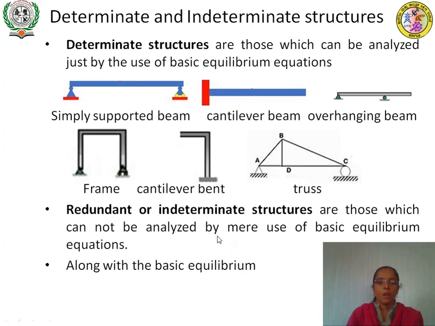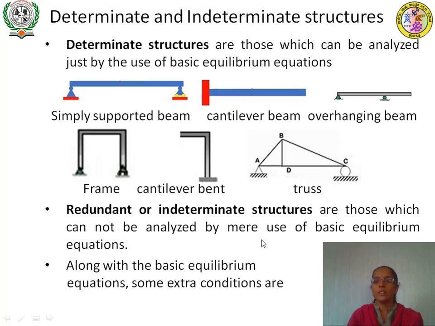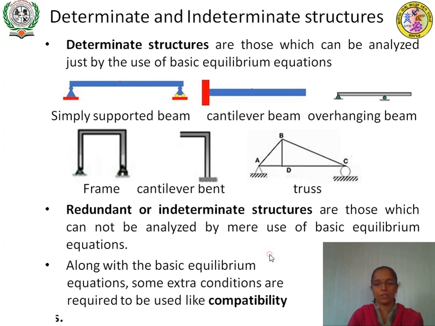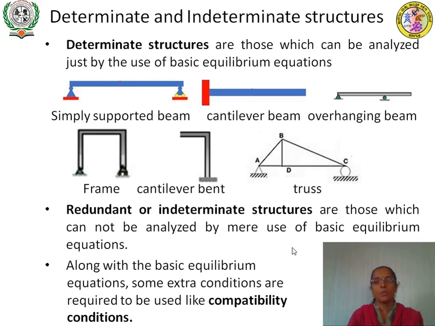Along with the basic equilibrium conditions, you need some extra conditions. They are called compatibility conditions. When the unknowns are more than the available equilibrium conditions, to analyze those types of structures you need additional equations called compatibility conditions. How to arrive at the compatibility conditions, we have discussed in the last session.